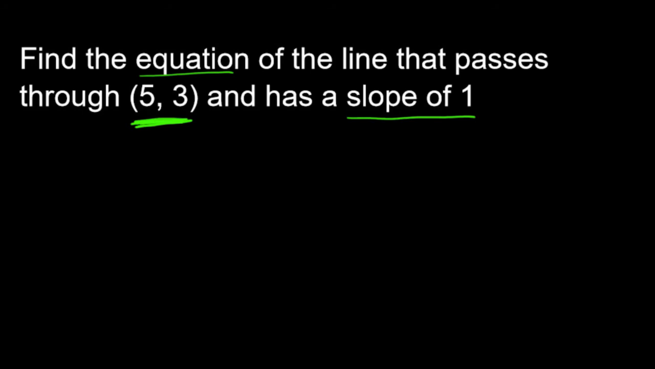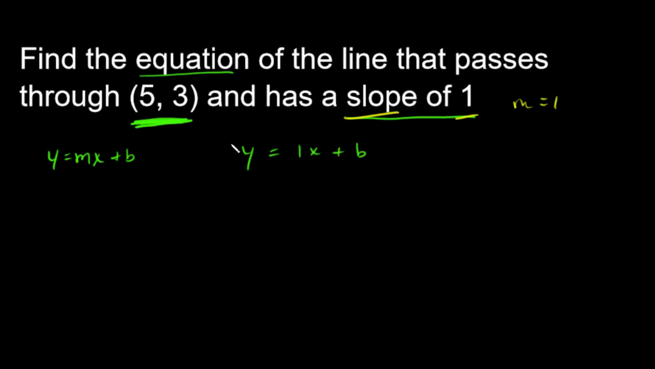Okay, so the equation we're looking for is y equals mx plus b. Right now we know the slope is 1, so we know that m is 1. So you can just go ahead and put that in for m. So y equals 1x plus b.